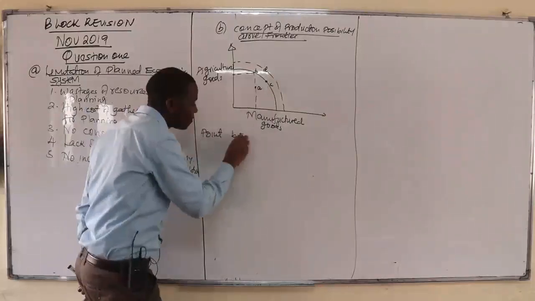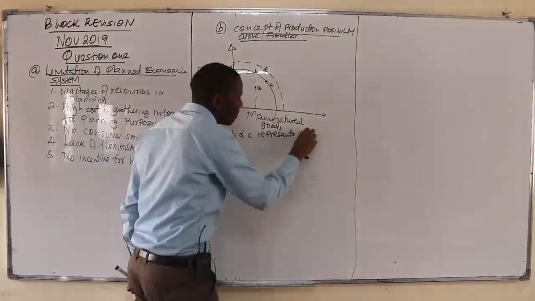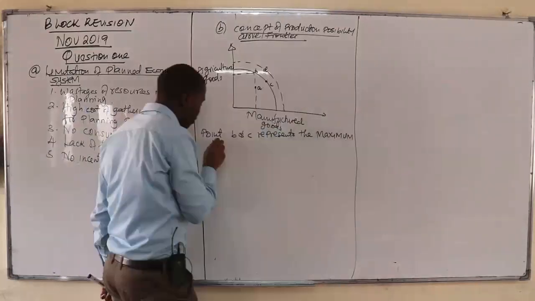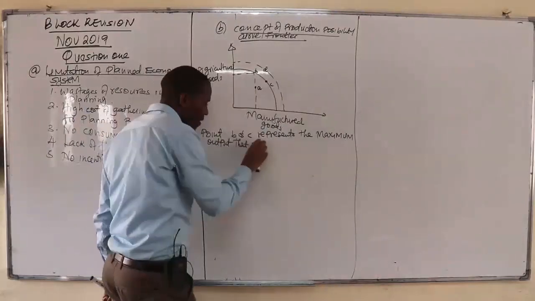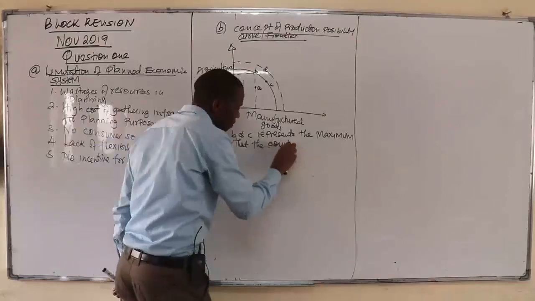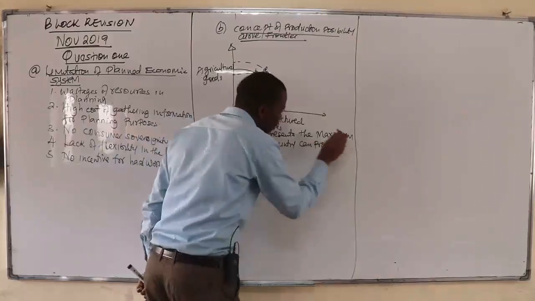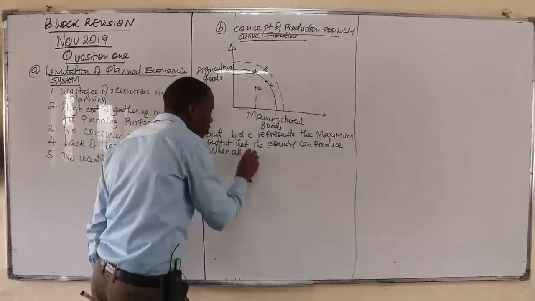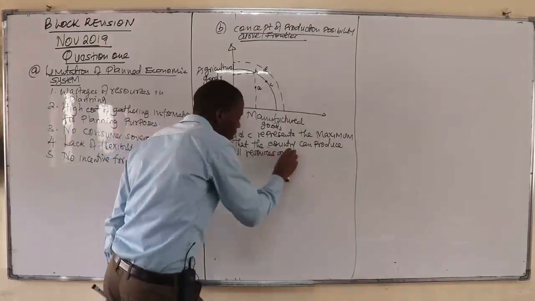represent the maximum output that the country can produce, and this is when all resources are fully utilized. That is what we mean.